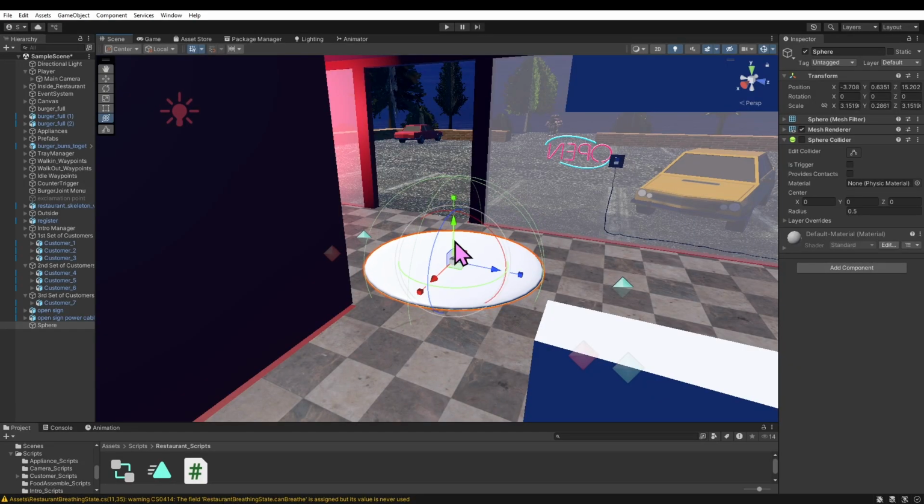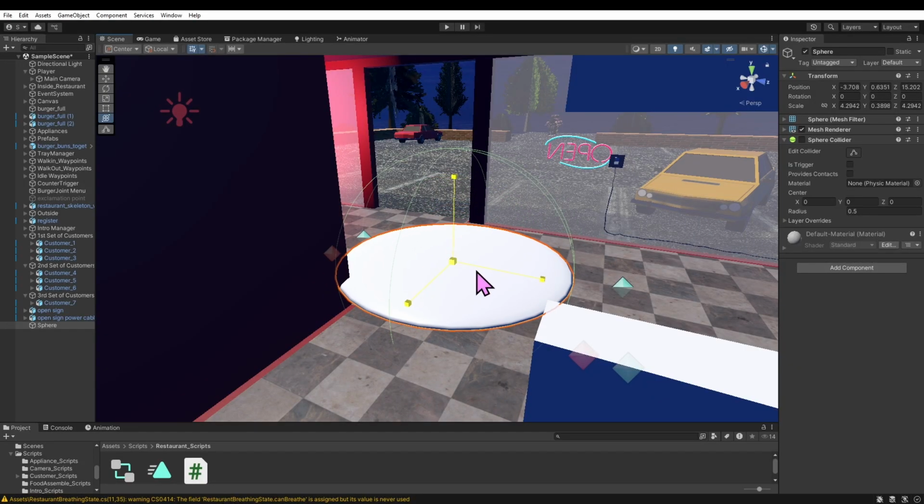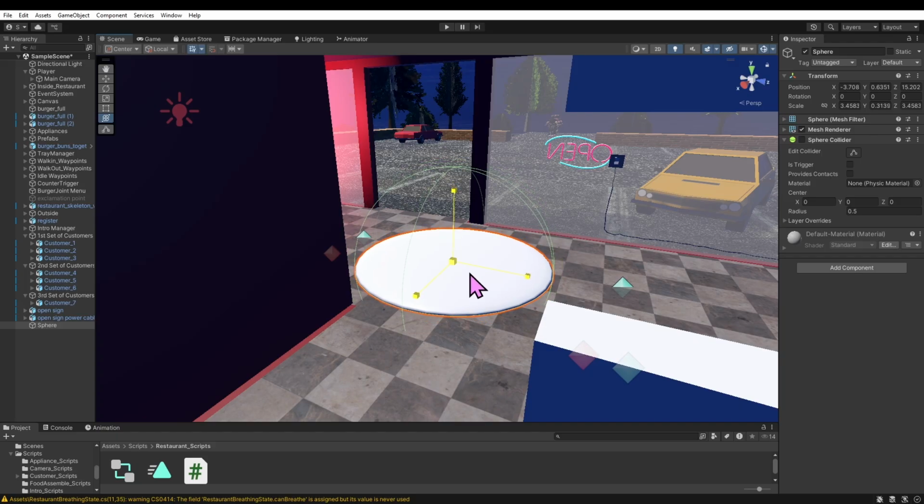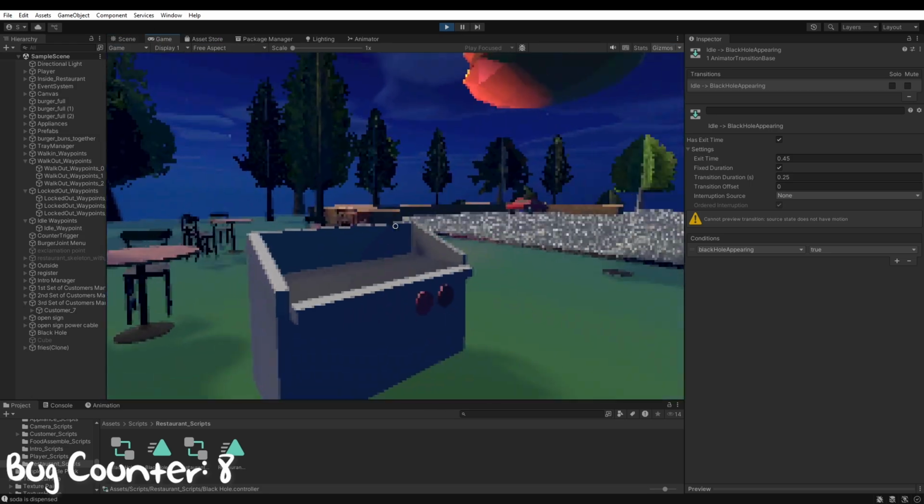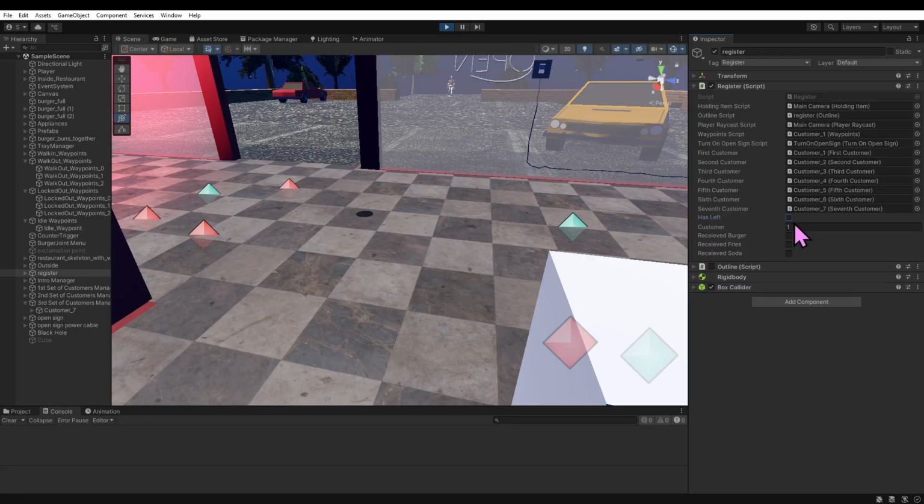This is going to sound random as hell, but I'm creating a black hole also. I'm using Unity's animator again to animate the black hole opening, so that's another bug. That was all the bugs.